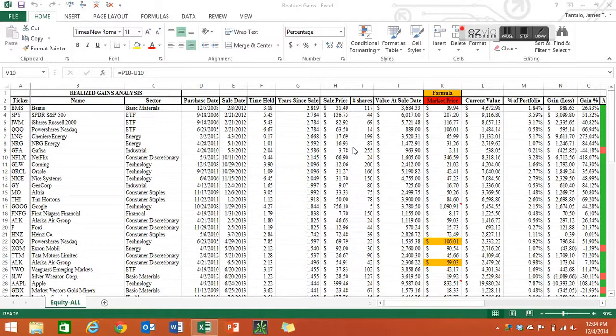This spreadsheet was created last year by yours truly. We were really looking for a performance base on stocks that we had sold.